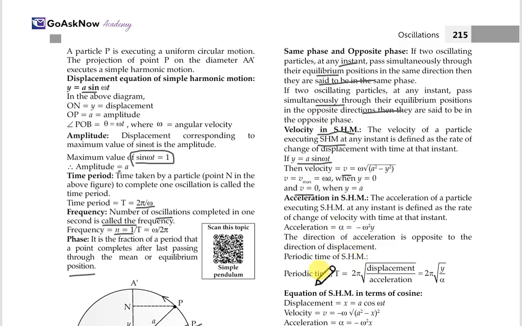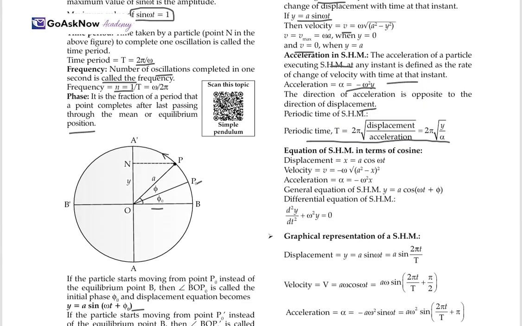Same with acceleration. The acceleration of the particle executing simple harmonic motion at any instant is defined as the rate of change of velocity with time. The acceleration α = −ω²y. The direction of acceleration is opposite to the direction of displacement. In periodic motion, T will be 2π√(displacement upon acceleration), where displacement is y and acceleration is α. So this is the periodic time in terms of acceleration in SHM.